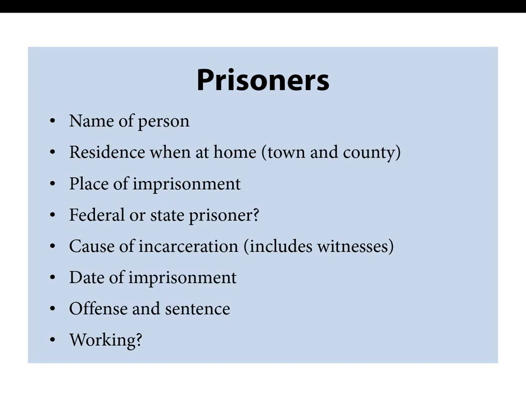And then finally, prisoners. So this is the name of the person, where they live when they're not in prison, the place that they're imprisoned, whether they're a state or a federal prisoner, the cause for incarceration, and it's very important to note here that they used to incarcerate witnesses. So your ancestor might be a witness to a crime, and they would be included on this particular schedule. So it's not necessarily that they did something wrong. They might just be a witness. There's also information about whether they're working, what their offense was and their sentence, and then their date of imprisonment.